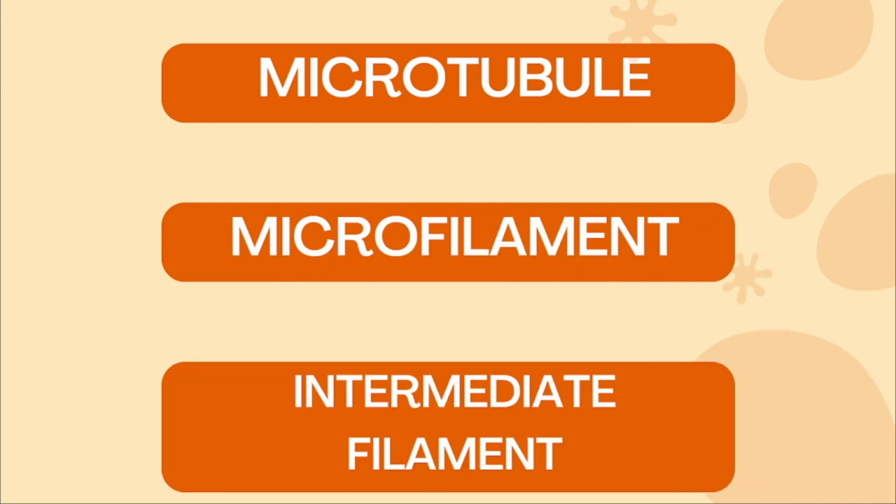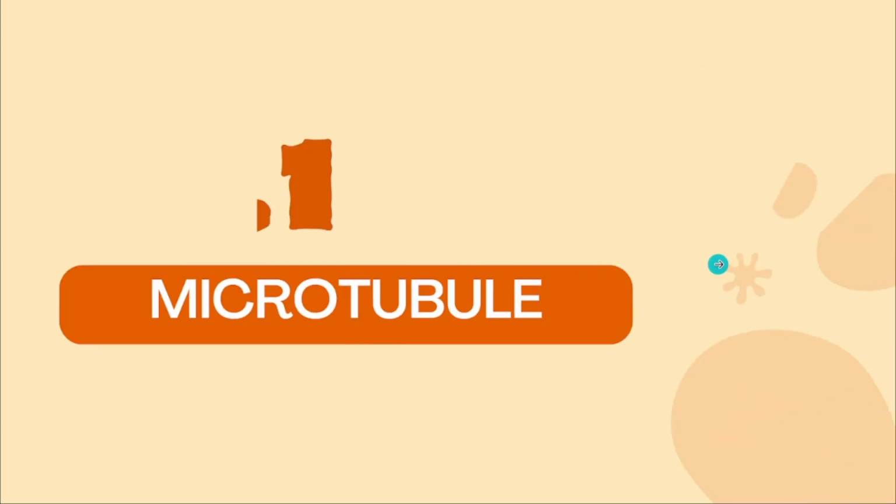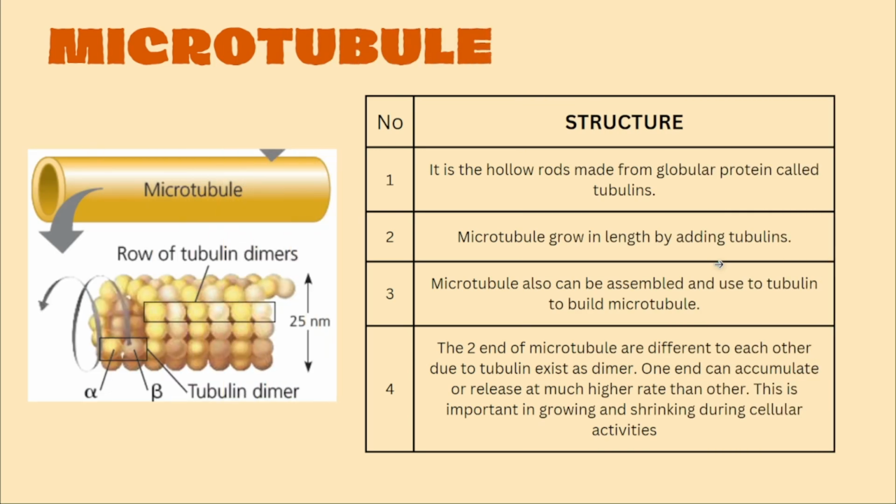So in cytoskeleton, there are three major types of fiber that can be formed. As I mentioned before, cytoskeleton is composed of protein fiber. So there are three types of fiber: microtubule, microfilament, and also intermediate filament. So we see it one by one. Okay, so first one we see is the microtubule.